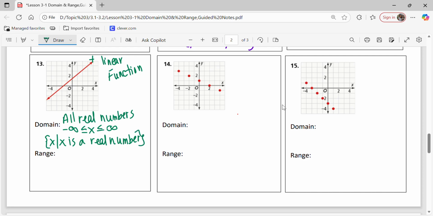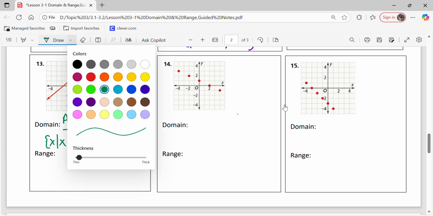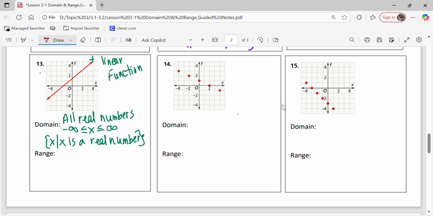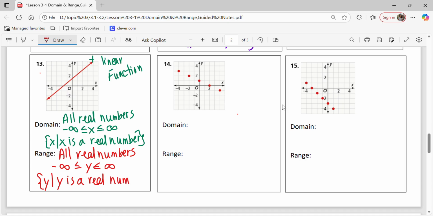Or you can write it with the infinity symbols, with your inequalities. My range also is going down forever on the y, going up forever on the y. So my range is also all real numbers. Negative infinity, less than or equal to y, less than or equal to positive infinity. And my range, all values of y such that y is a real number.